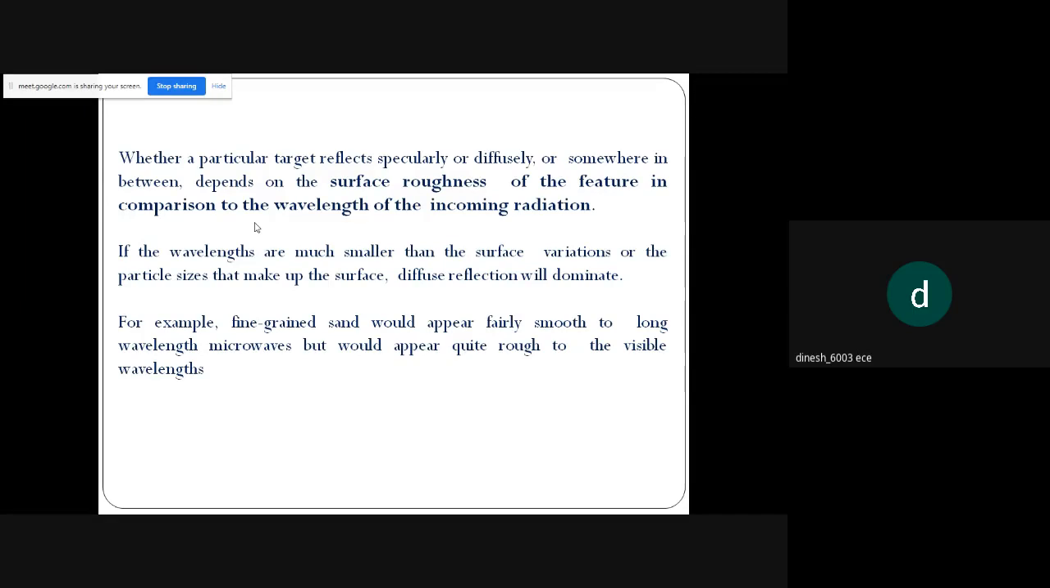Whether a particular target reflects specularly, diffusely, or somewhere in between depends on the surface roughness of the material. Depending on that, we can find what feature is present and what remote sensing can be done. If the wavelengths are much smaller than the surface variations or the particle sizes that make up the surface, diffuse reflection will dominate. For example, fine-grained sand would appear fairly smooth to long wavelength microwaves, but quite rough to visible wavelengths. So depending upon the wavelength, the shift between diffuse and specular will vary with the roughness.